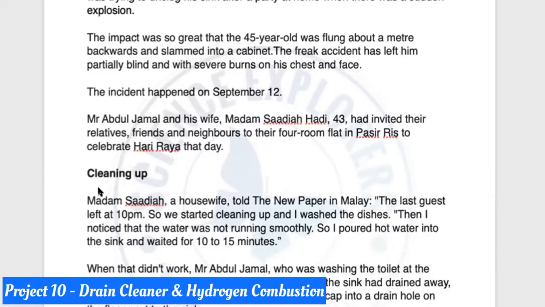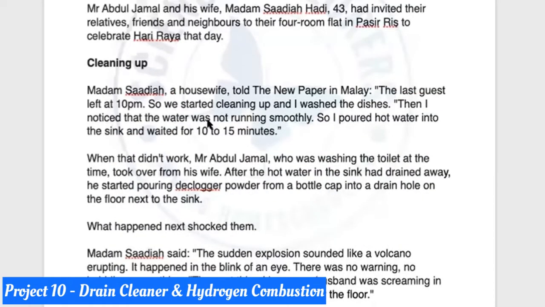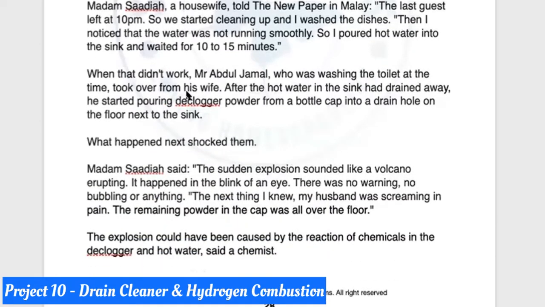So they were trying to unclog it. They started cleaning up and washing the dishes. Then they noticed the water was not running smoothly. So she poured hot water into the sink and waited for 10 to 15 minutes, hoping that it would help to make it move smoothly. It didn't work. So the husband, who was washing the toilet at the time, took over.